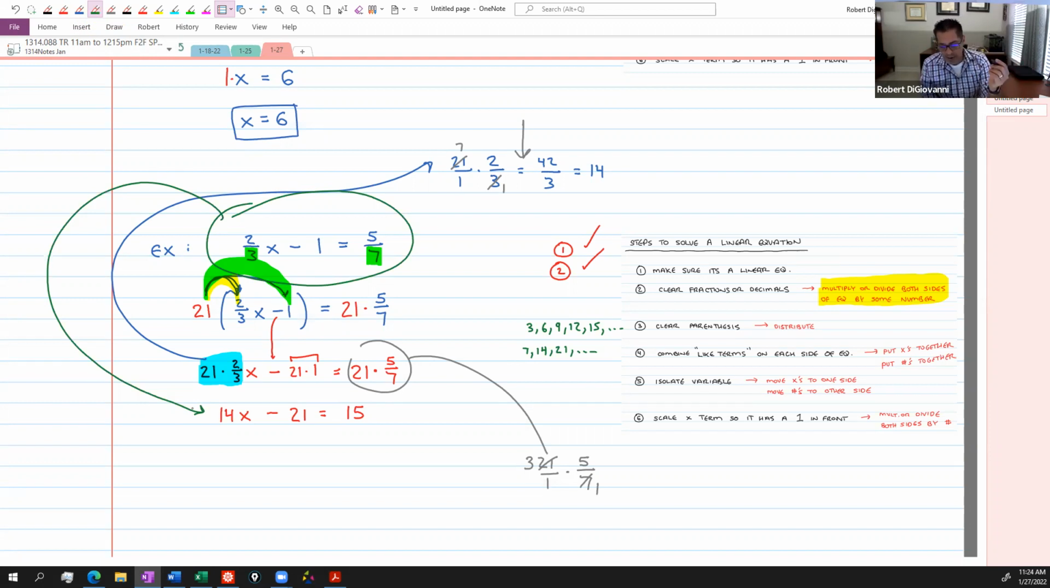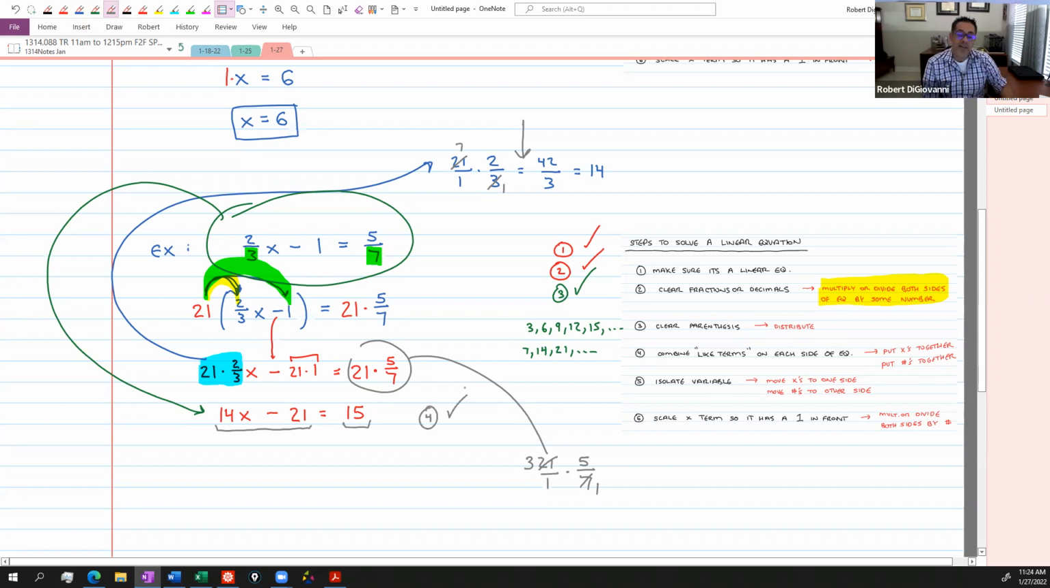So step 3, clear the parentheses. Well, we have no parentheses, right? So step 3, done. Step 4, combine like terms on the left and on the right. So when you look at the left, you can't put those together, right? It's a dog and a cat, can't do that. And then on the right, it's just a number by itself. There's nothing you can do. So step 4 is done.